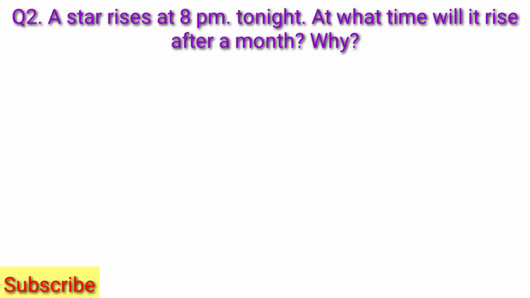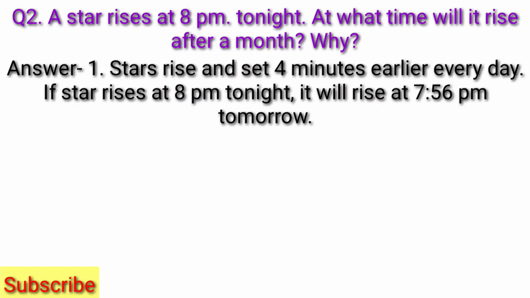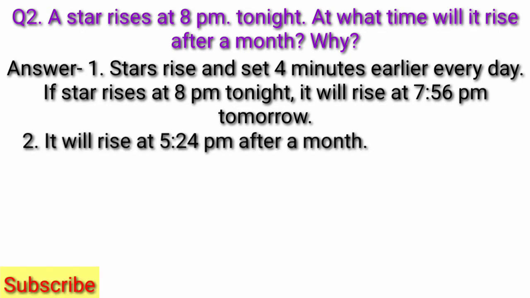Question 2. A star rises at 8 p.m. tonight. At what time will it rise after a month? Why? Answer. Stars rise and set 4 minutes earlier every day. If a star rises at 8 p.m. tonight, it will rise at 7:56 p.m. tomorrow.